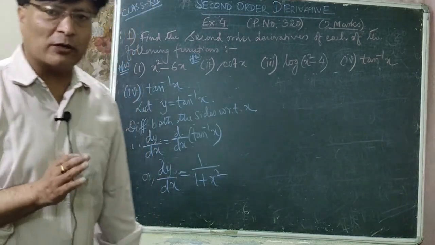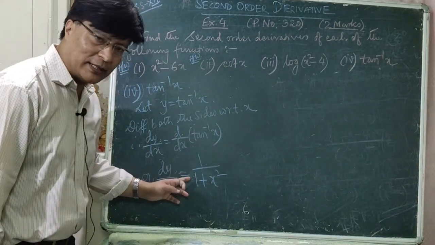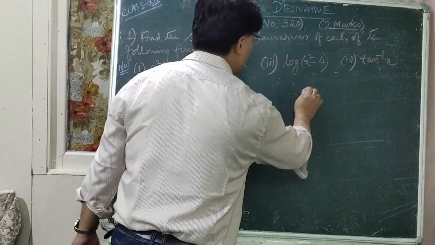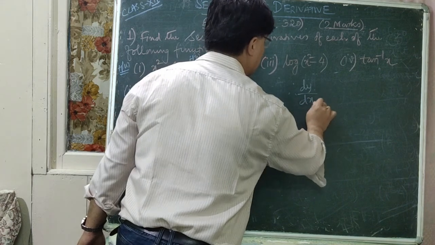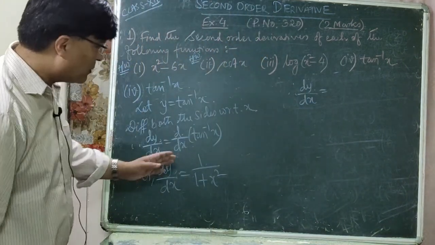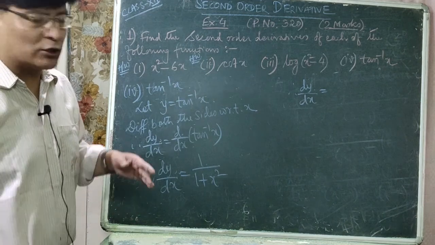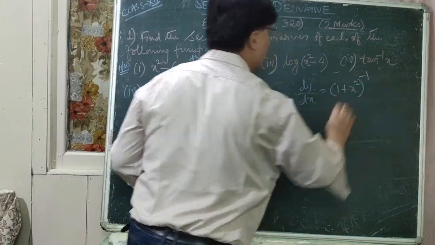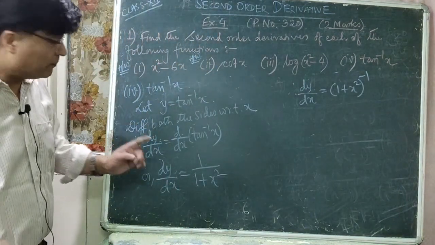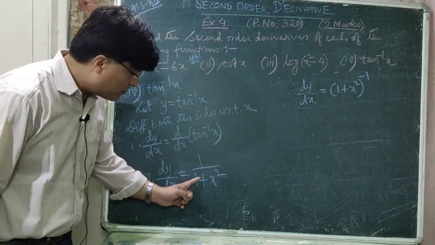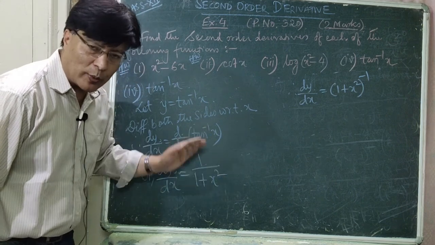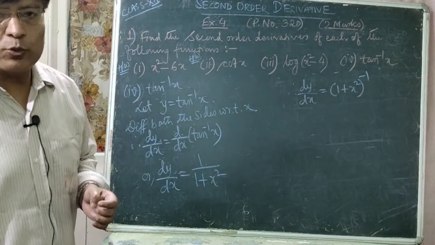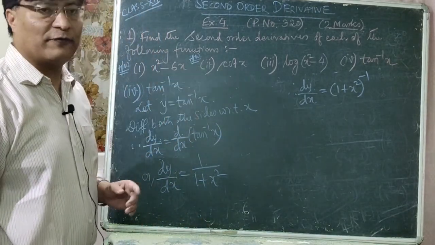So not using u by v rule, this denominator should be taken to the numerator. So what does it become when this 1 plus x square is taken to the numerator? Therefore dy by dx is equal to, now 1 plus x square is taken to the numerator. It becomes 1 plus x square whole to the power minus 1. Is that clear? Actually this is 1 plus x square whole to the power 1. So when it goes up in the numerator, it becomes 1 plus x square whole to the power minus 1. Is that clear? Now you can differentiate it.